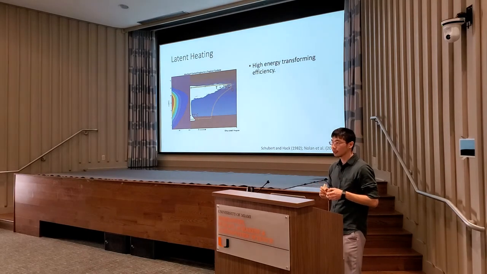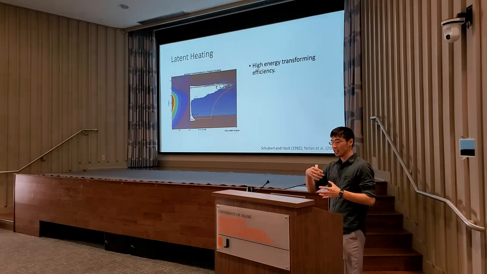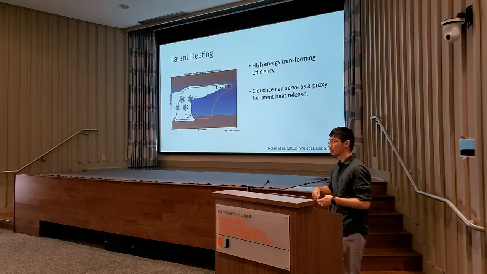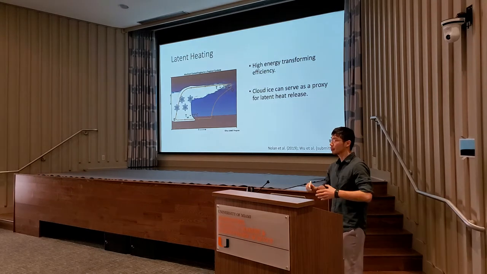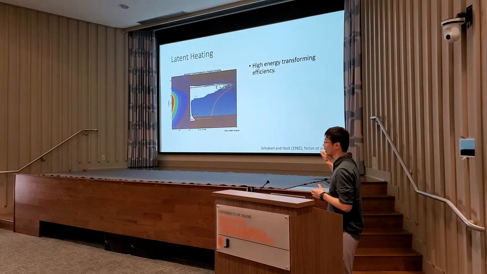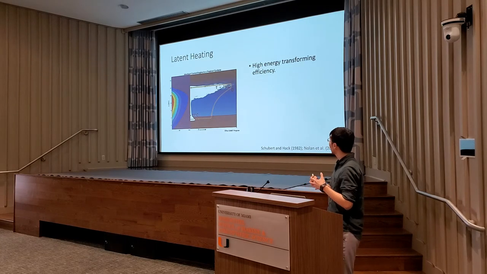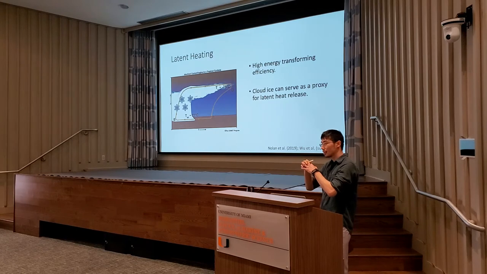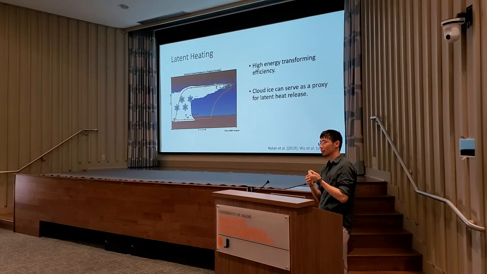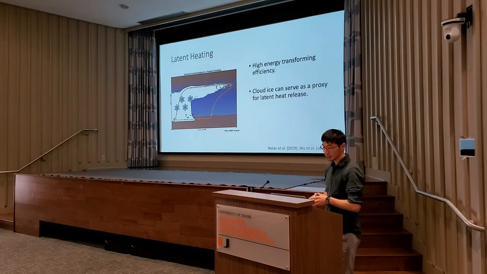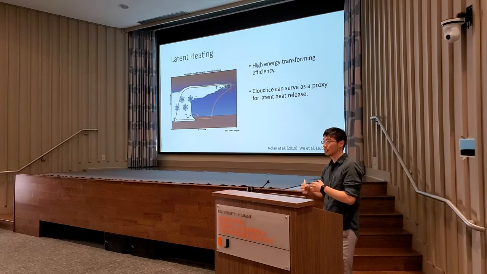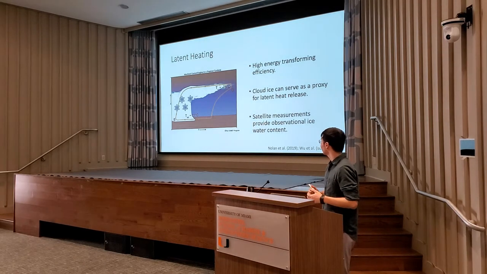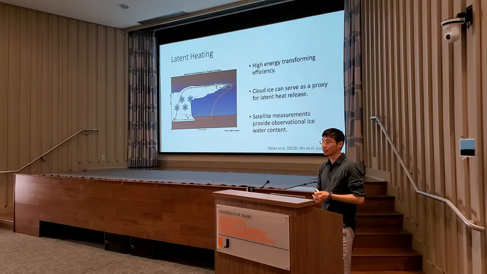However, there is no real observation of latent heat release that we can use to improve our forecasting. So we try to use cloud ice as a proxy for latent heat release. When latent heating is released near this height, around 8 kilometers, where there is the highest energy transforming efficiency, it is always accompanied by condensate formation. So around that height, there is cloud ice. That's why we want to use cloud ice as a proxy for latent heat release at that height. Another advantage of using cloud ice is that satellite measurements provide observational ice water content.